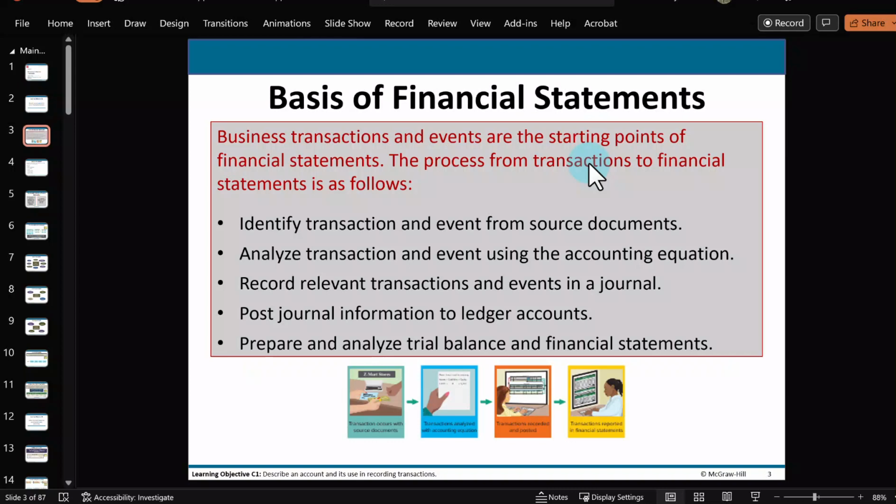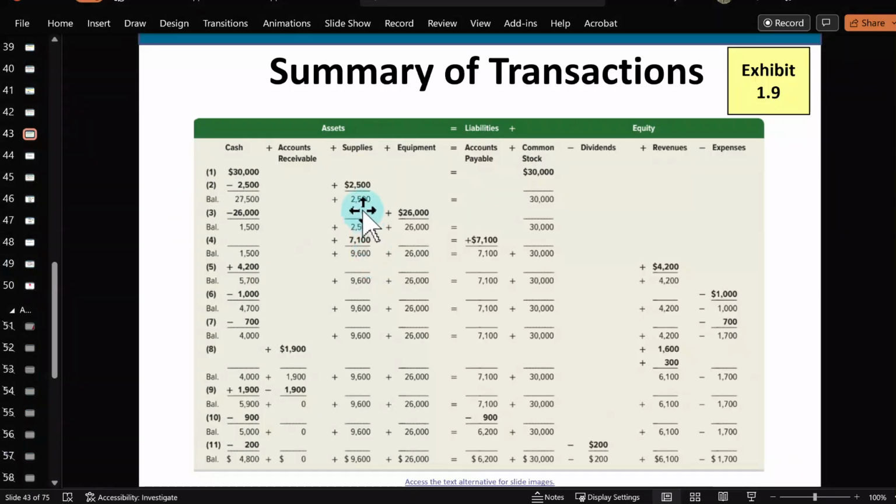Okay, so here's the procedure typically we go through when we record transactions. We first have to identify whether something is a business transaction, and we need proof that it happened. That's called source documents. And we're going to analyze those transactions, those documents, and determine which accounts are going to change. Again, in our previous example, which one of these columns are going to change.